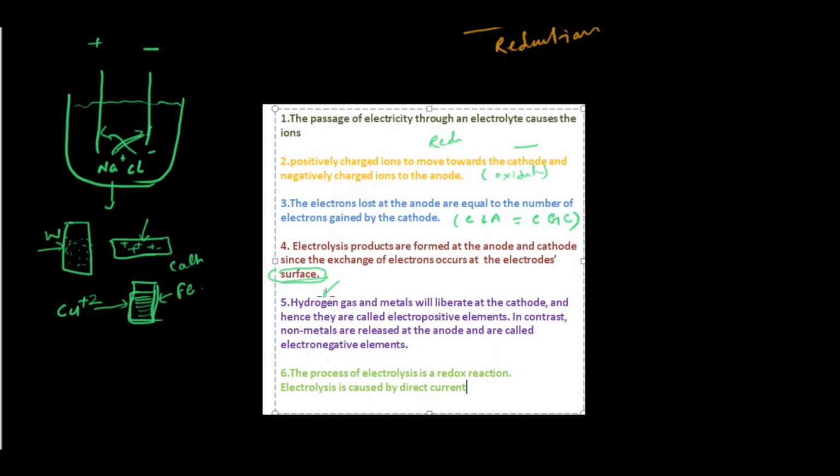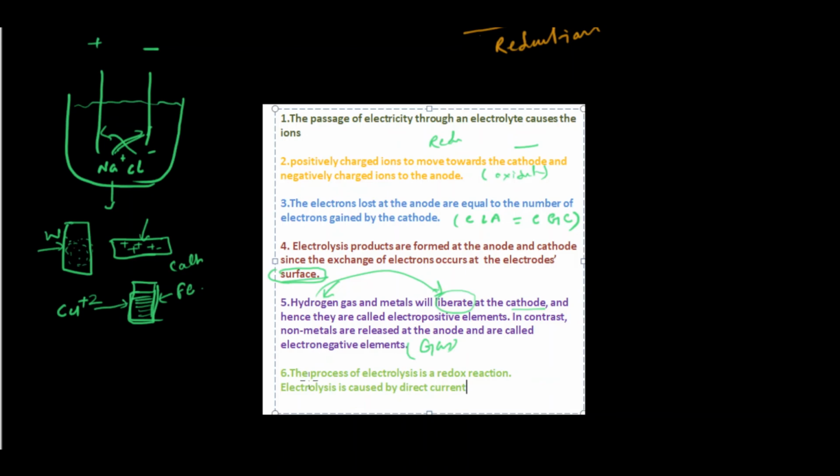Now this is the case of hydrogen. The hydrogen gas and the metal will liberate at the cathode. Remember, basically metal never liberates, only hydrogen liberates. So this word is for the hydrogen. Metal will stick on the cathode. Hence, they are called electropositive elements. In contrast, non-metals are released at the anode. They are called electronegative elements. Whatever the non-metal will go over there, they will create gas. So it is right to say they will be released over there.